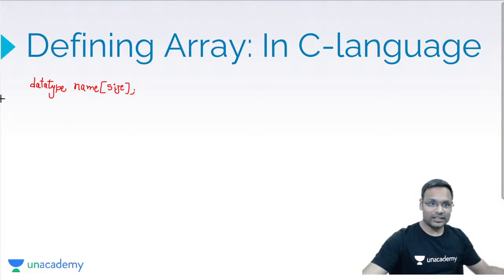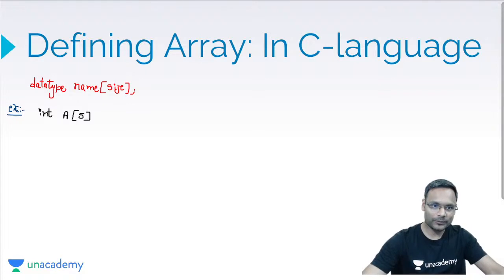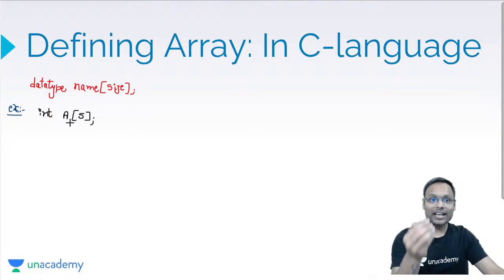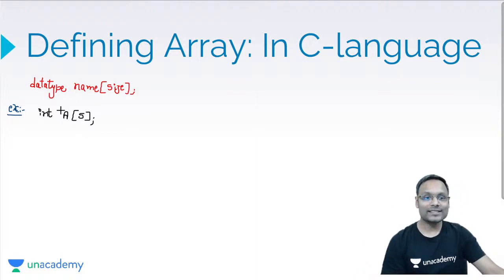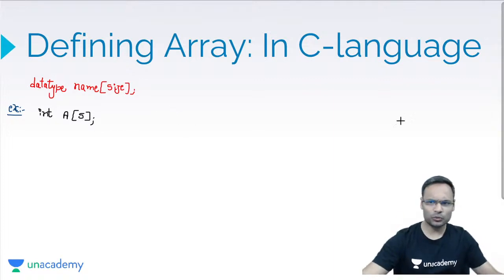Now look at this. Let's take a simple example. Suppose I am having an integer type array, the name is A and its size is 5. What does it mean? I will have an array whose name is A, it can store 5 elements, but of type integer. All 5 elements to be integer? Yes. That is why homogeneous elements.